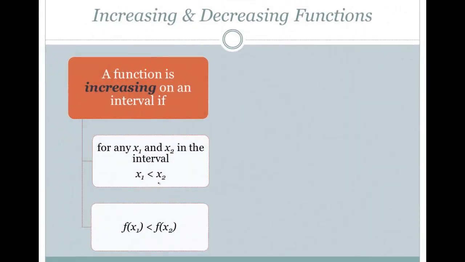Another important characteristic of a function is whether or not it's increasing or decreasing. A function is increasing basically as x gets bigger, the function values get bigger. That's basically what all this is saying here. In other words, if I'm on an interval and x2 is bigger than x1, that means that f of x2 is bigger than f of x1.